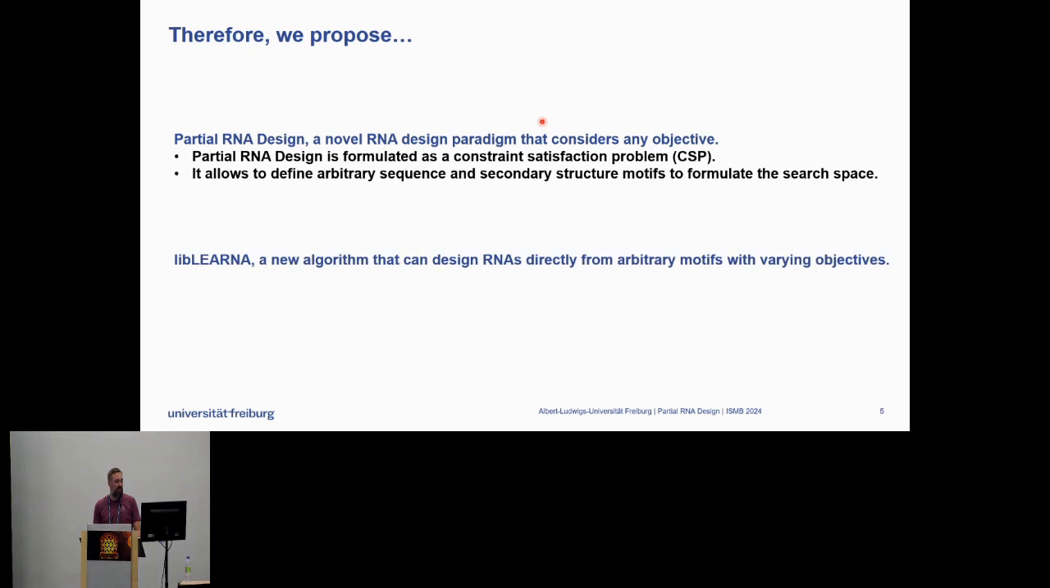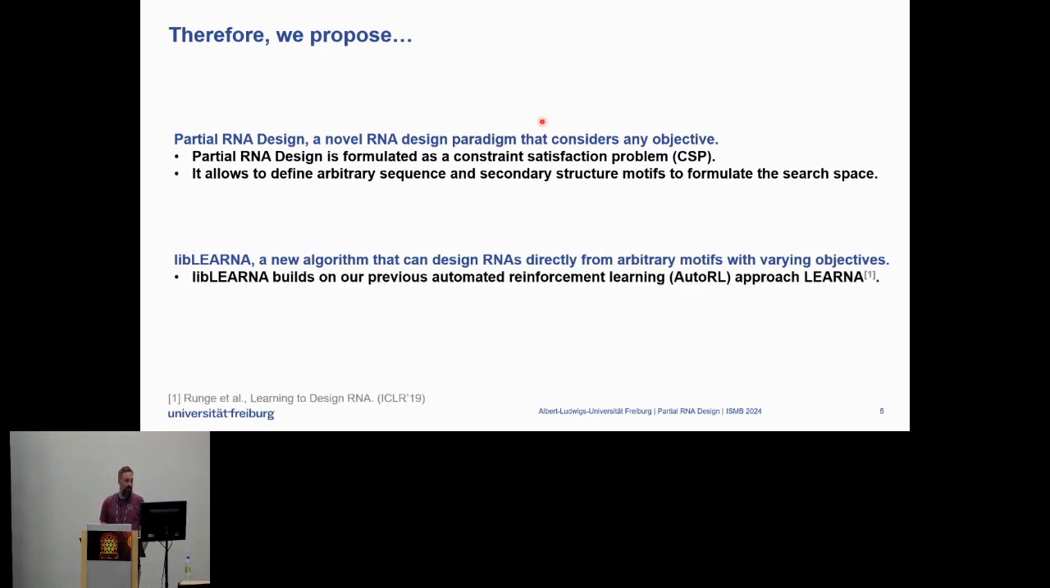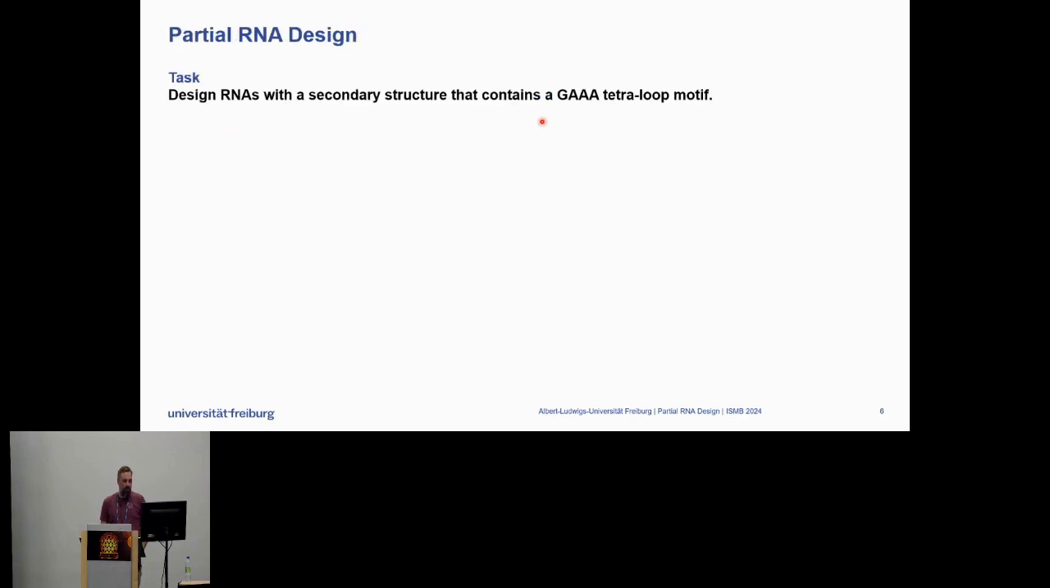And secondly, we propose libLearner, which is a new algorithm that can design RNAs directly from the provided motifs, considering varying objectives. And libLearner strongly builds on our previous approach, Learna, which is an automated reinforcement learning approach, which we proposed back then in 2019. So let's start with partial RNA design. And I would like to use the same example here as before, designing RNAs with a secondary structure that contains our tetraloop motif.